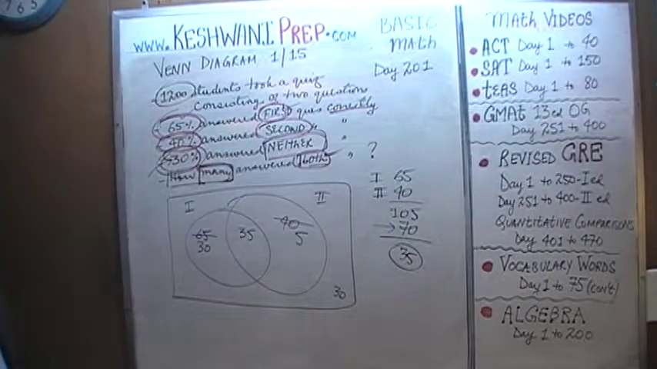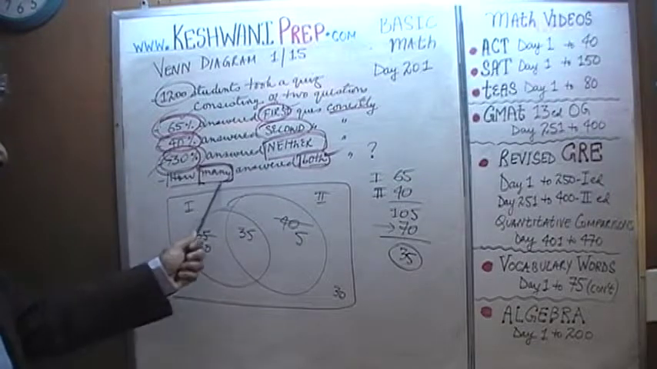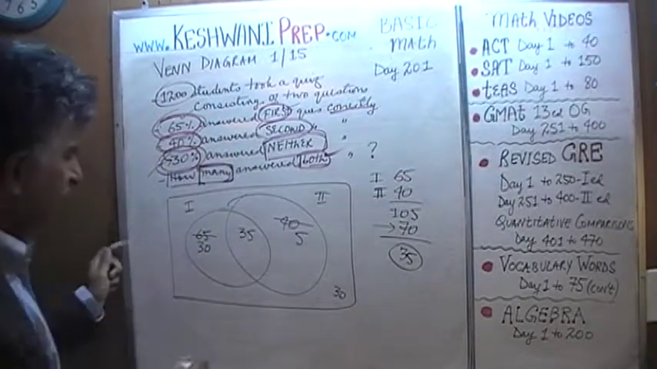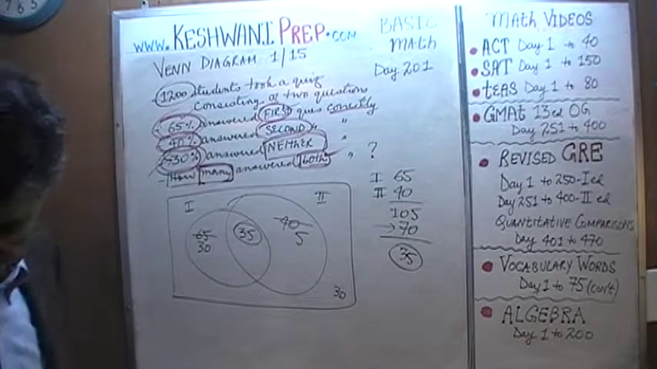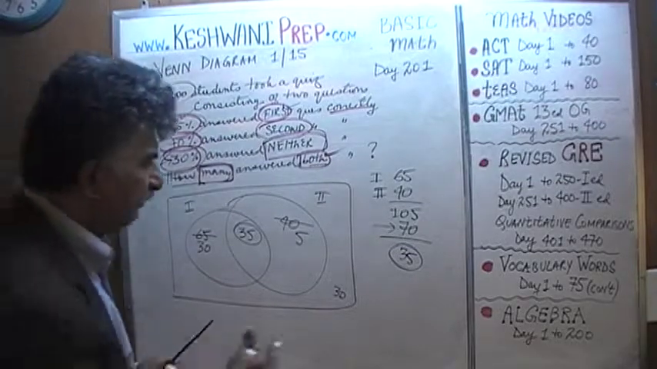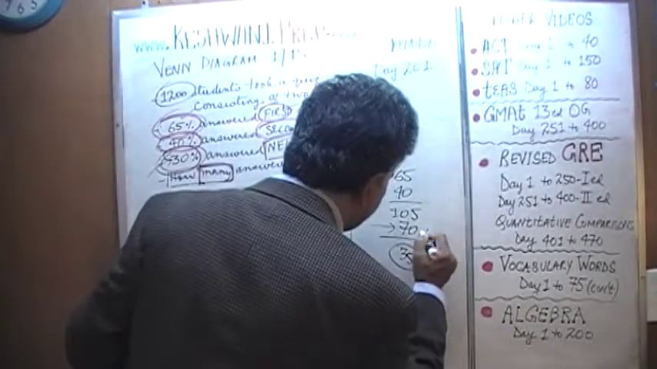That's it, we are done. What was the question? How many answered both? Oh, right here, 35%. There you go. How many answered both? The answer is 35%. These are percentages, 35%.